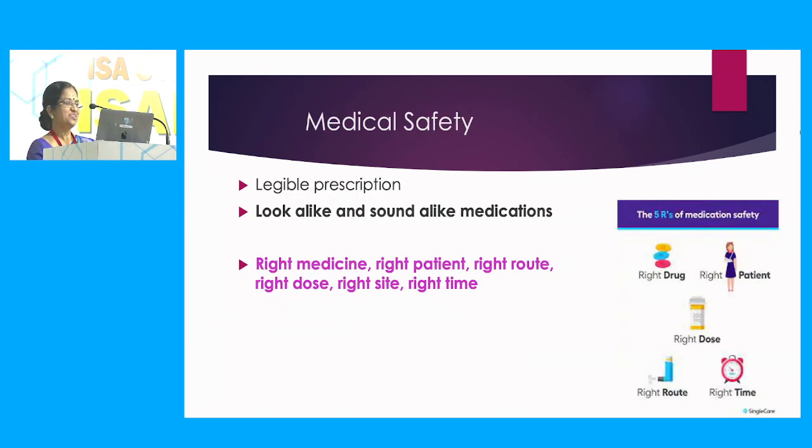Medication safety: you should have a legible prescription and be careful when handling look-alike and sound-alike medications. The 5 R's of medication safety: you should get the right drug, right patient, right dose, right route, right time, along with right site as the 6th R.